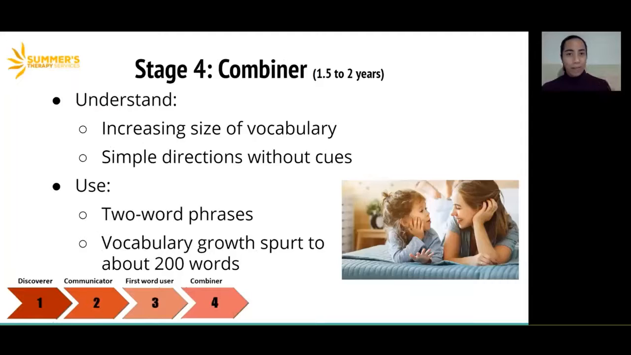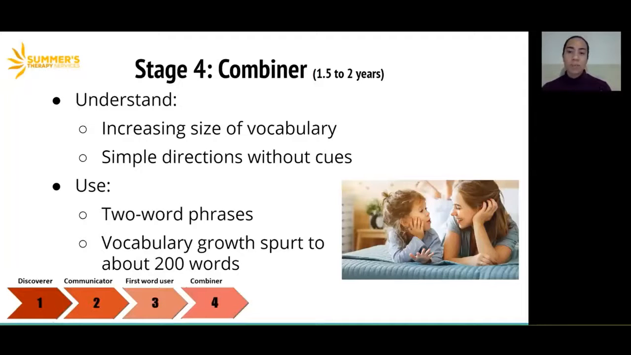So they have the words now. Now we start to put those words together. And this combiner stage is characterized by where they have 2 word phrases together. So what they can understand is exponentially growing again. They keep increasing the size of their vocabulary. They are able to understand simple directions without cues already.